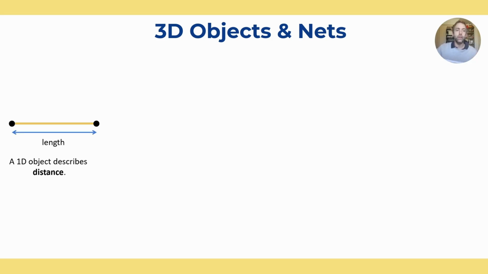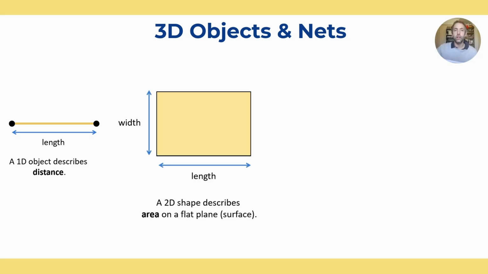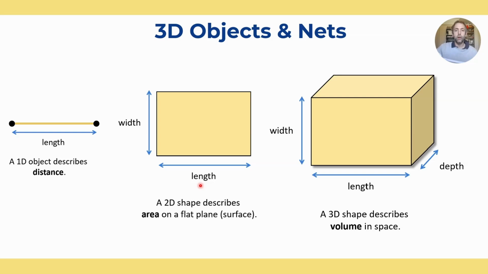So we could have the first dimension, which is a length, okay? So the first dimension is when we are describing lengths or distances. The second dimension is as follows. You've got an area, so on a flat plane. So we've got two dimensions here, both width and length. But the third dimension is an example like this, where we have width, length, and depth. So we've got three dimensions there, and questions like this often involve volume or capacity.